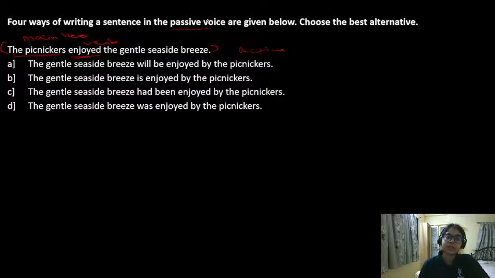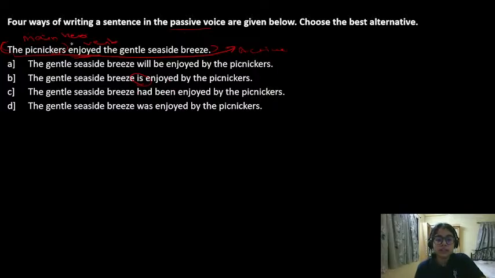What happens in passive voice? The main hero becomes the side hero. The main hero becomes zero. So all we have to do is take them and place it at last. That's it. You will not change anything else. You will not change the tense. You will not add anything new. Okay, for example, look at this one. The gentle seaside breeze is enjoyed by the picnickers.